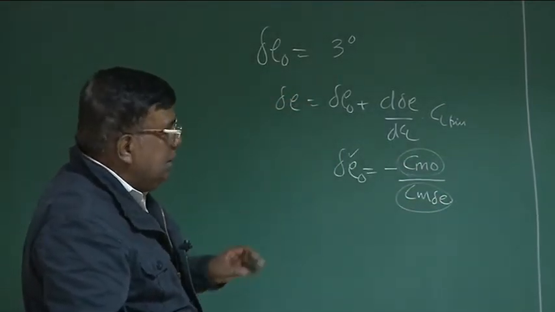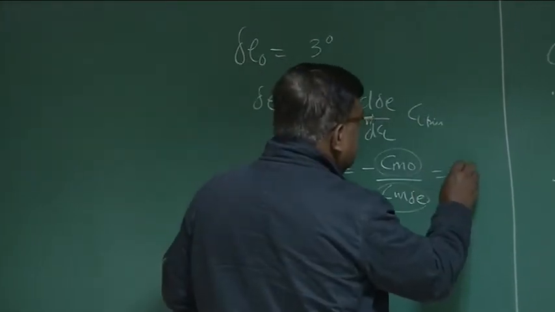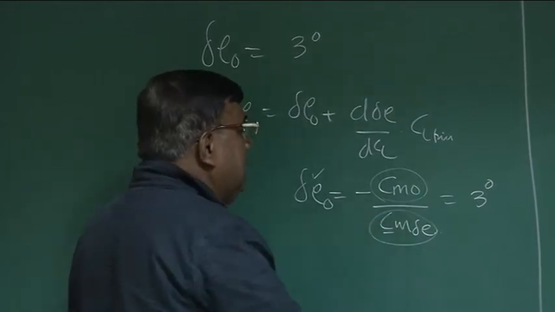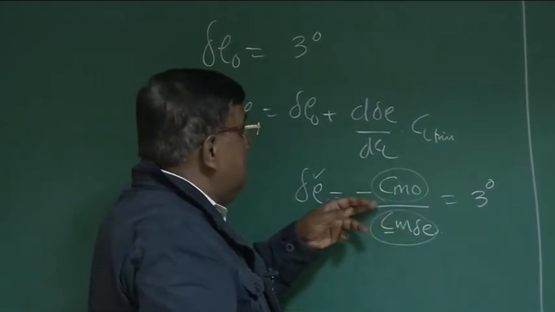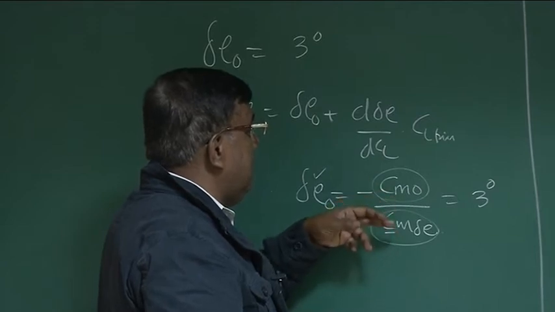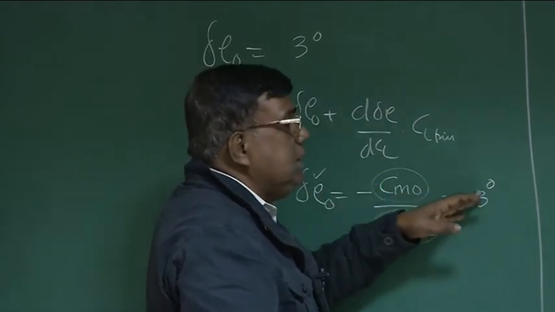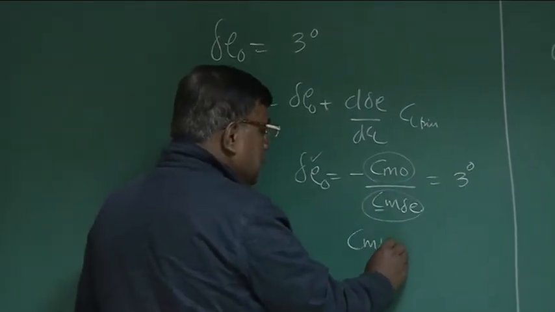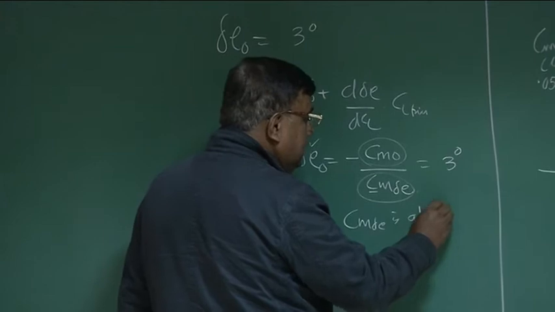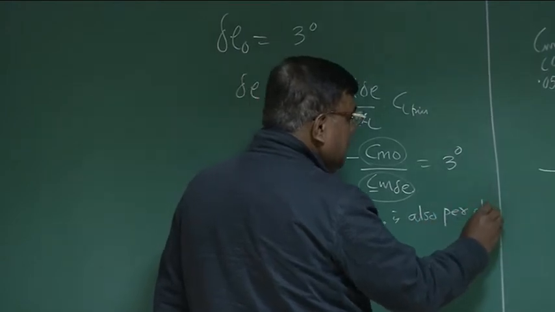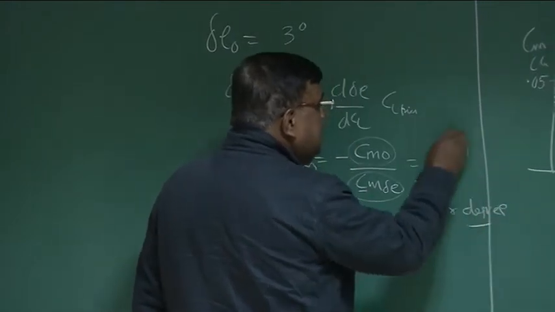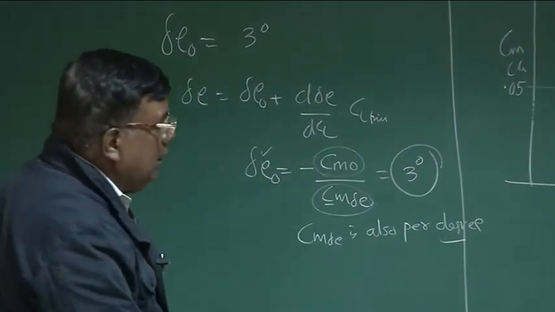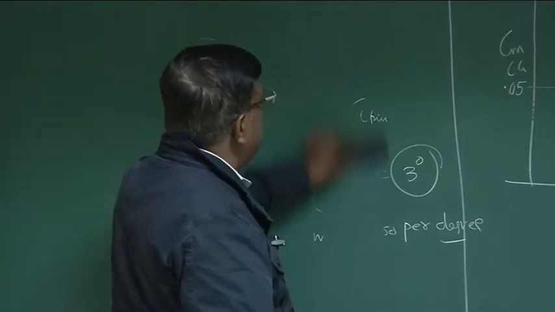In this problem, delta E naught is given as 3 degree. You could see the sign will be positive because Cm delta E is negative, Cm naught is positive. So positive, negative, negative, positive, negative into negative, positive. So this is 3 degree. This also tells you that Cm delta E is also per degree, not per radian, per degree. That is why 3 degree here. This I must understand. Okay, so that is on delta E naught.